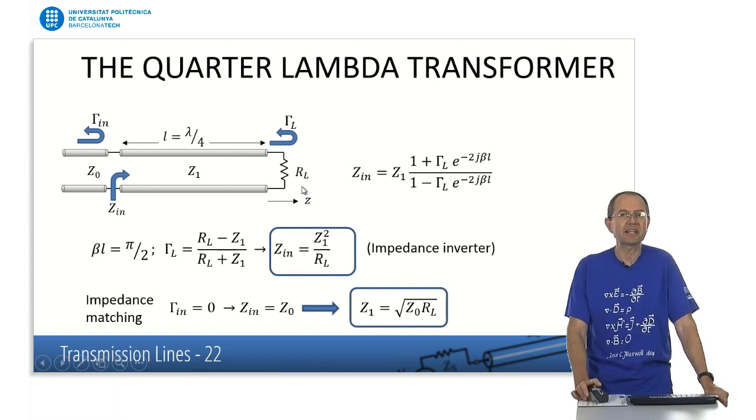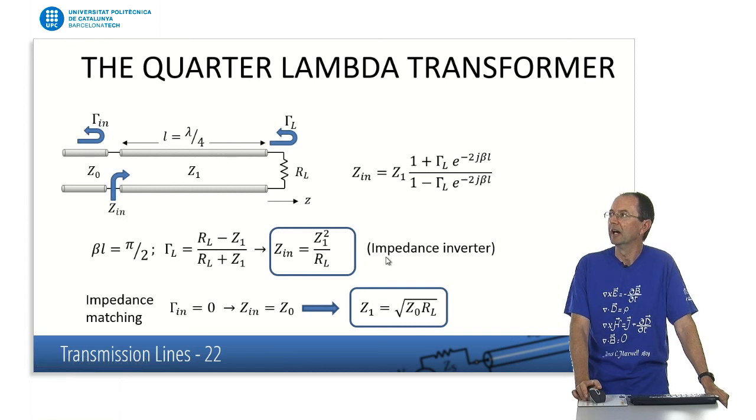So it's not a direct proportionality, it's an inverse proportionality, and this is why this quarter lambda piece of line is called a quarter lambda transformer. It modifies the output impedance with an inverse term and presents an input impedance that is just the inversion of this termination impedance, taking into account the characteristic impedance of this quarter lambda transmission line.